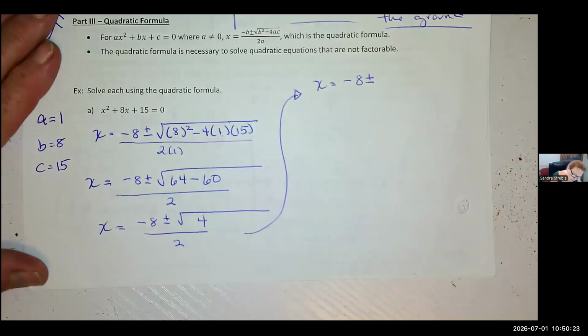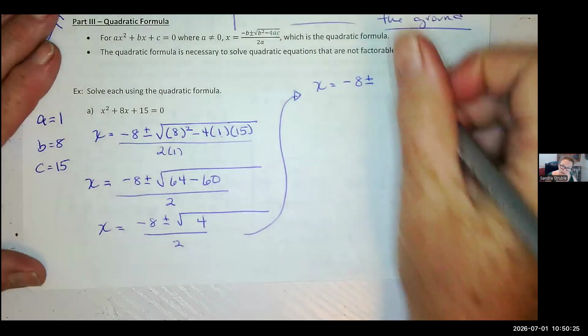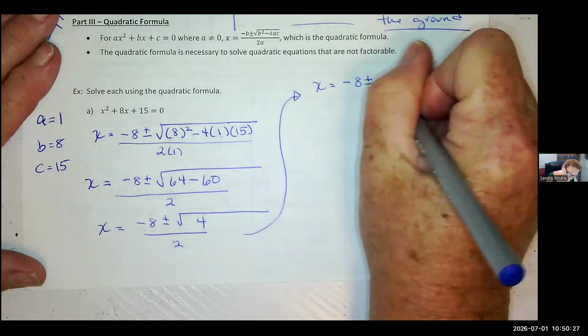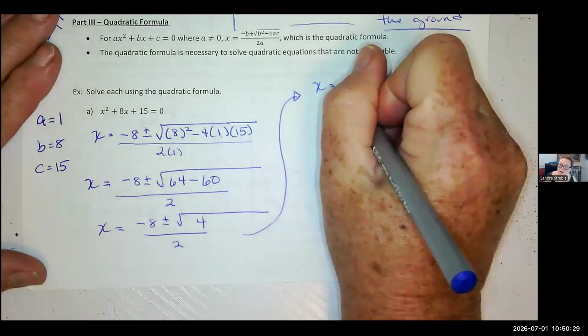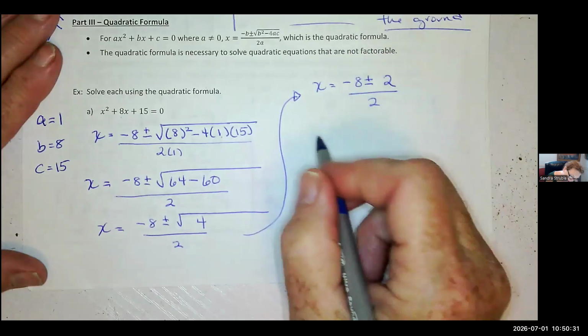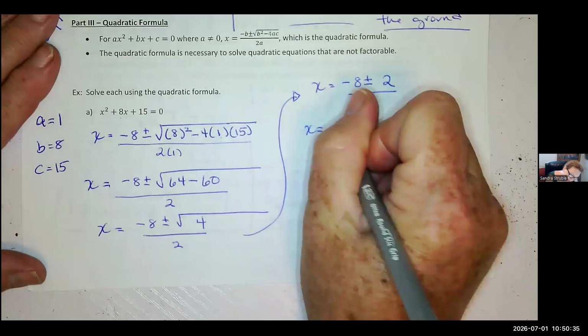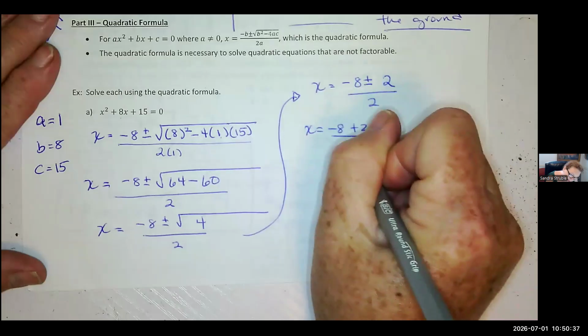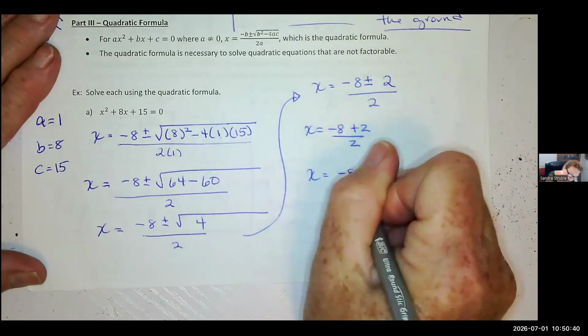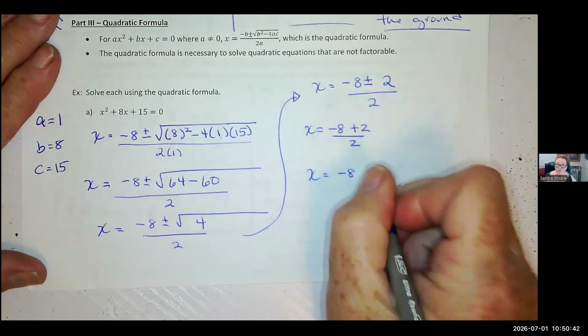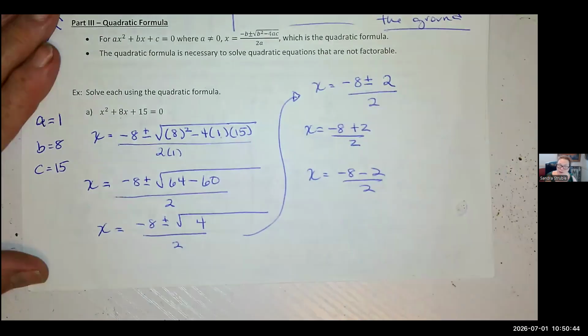The square root of 4 is 2 because 2 times 2 is 4, over 2. Now here's where we're going to break this into two different pieces. X is equal to negative 8 plus 2 over 2, and X is equal to negative 8 minus 2 over 2. We're going to have two different answers, as we should, because the highest exponent is 2.